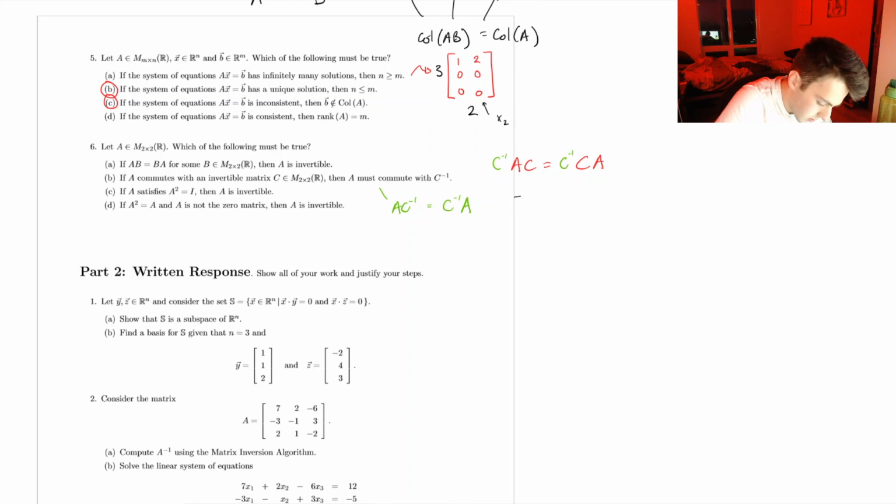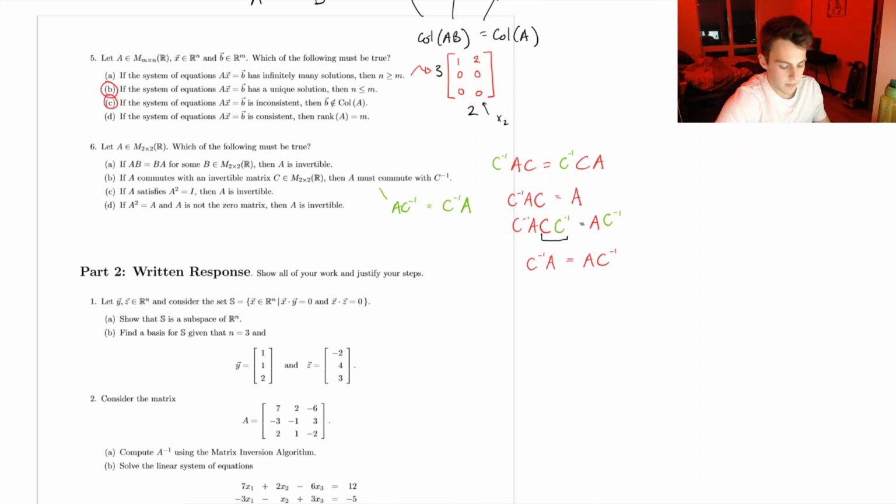We would get C inverse AC equals, and C inverse times C is the identity matrix. So then we have this. And now let's take the right inverse of both sides. So we would get C inverse AC times C inverse equals A times C inverse. And then on the left hand side, C times C inverse is the identity matrix. So we would get C inverse times A is equal to A times C inverse. And we have just shown that A must commute with C inverse. This is also true. So B is correct.